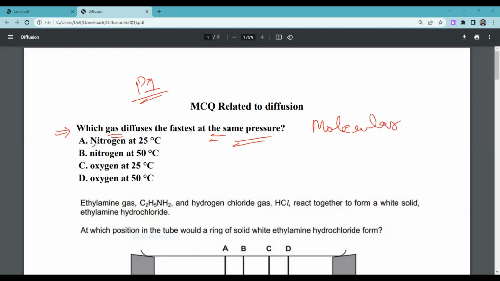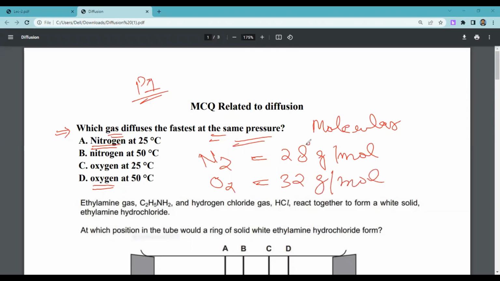Here are two gases. The first is nitrogen and the second is oxygen. The molecular mass of nitrogen is 28 gram per mole, while the molecular mass of oxygen is 32 gram per mole. Now it means that the one with low molecular mass, according to Graham's law of diffusion, will diffuse earlier, and the one with high molecular mass will diffuse later.